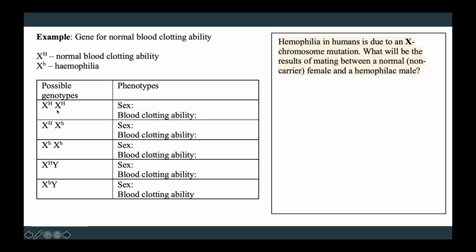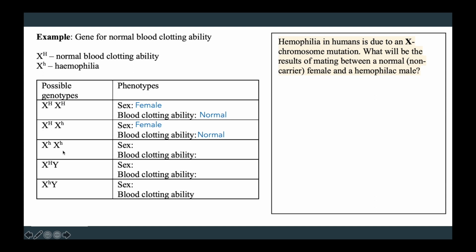An individual with this genotype will be a female having normal blood clotting ability. The individual with this genotype will also be female having normal blood clotting ability. Even though carrying the defective allele, the presence of the dominant allele will mask the effect of the defective allele, making this individual have normal blood clotting ability. However, this individual could pass the defective allele and possibly cause hemophilia in her children. Therefore, this individual is termed a carrier.